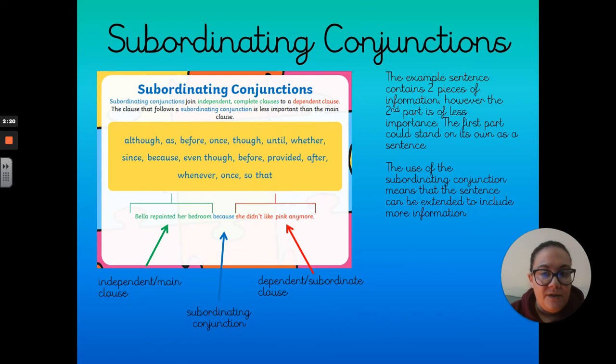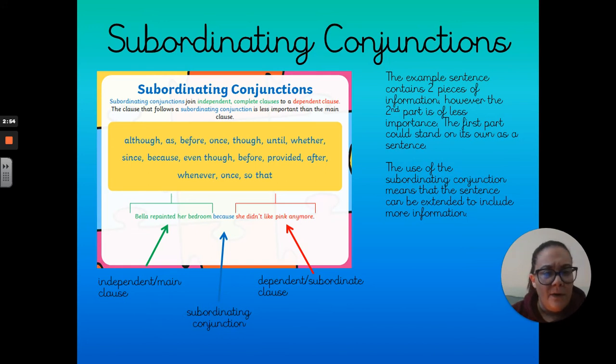Subordinating conjunctions. This is slightly different in terms of how it is used. So the example sentence that's on the screen contains two pieces of information. However, the second part of the sentence isn't as important as the first part. So the first part could stand alone as its own sentence. So Bella repainted her bedroom could be a sentence on its own. It has a verb in it, so therefore it can work in its own right as a sentence. She didn't like pink anymore doesn't really make sense without it being connected with the first part of the sentence.